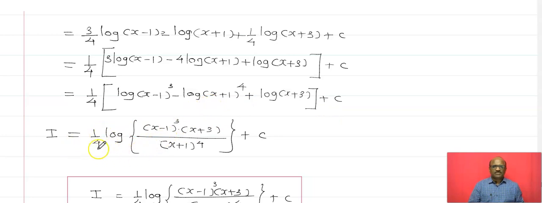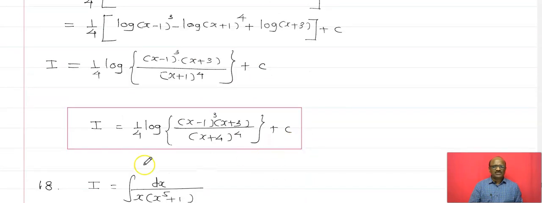Therefore you will get 1 by 4 log of, since these have plus signs, they get multiplied, that is (x minus 1) raised to 3 into (x plus 3) upon (x plus 1) raised to 4 plus c, and overall you will get I is equal to 1 by 4 log of [(x minus 1) raised to 3 into (x plus 3) upon (x plus 1) raised to 4] plus c.